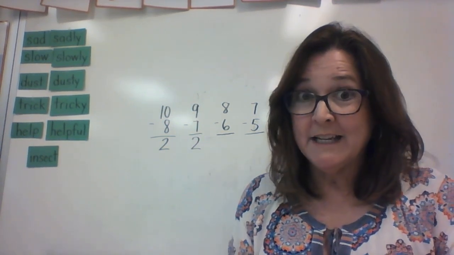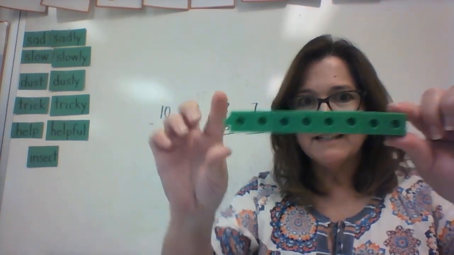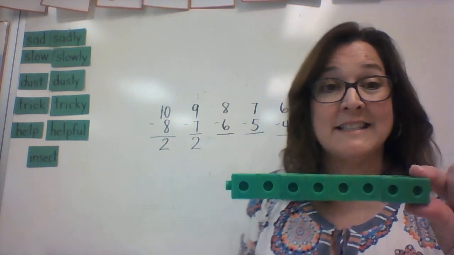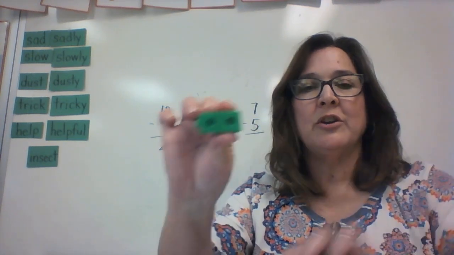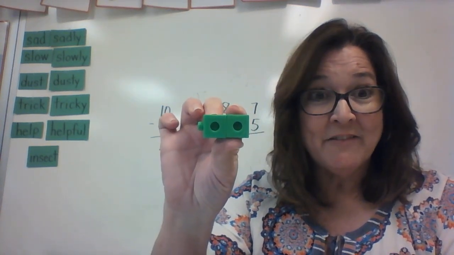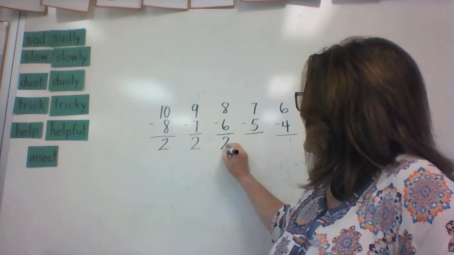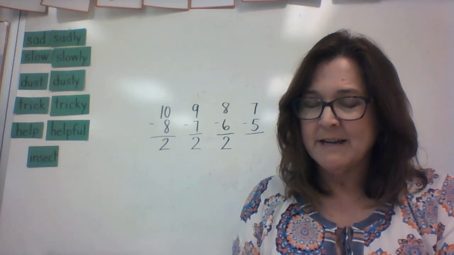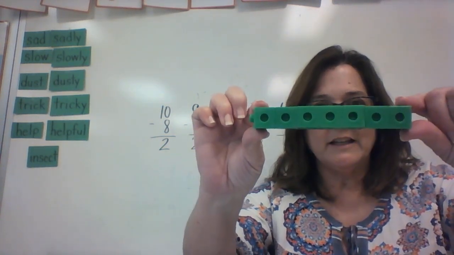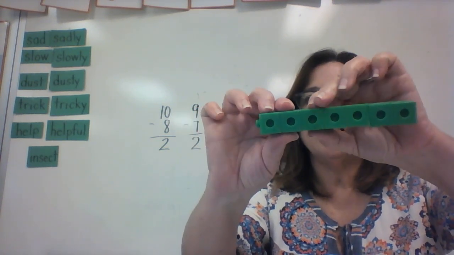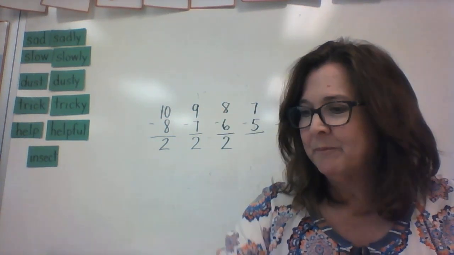You're probably already seeing the pattern, huh? Now I have 8 linking cubes. 8 minus 6. I have to take away 6 linking cubes. How many are left? 2. So the answer, or the difference, is 2. Okay. 7 minus 5. I have 7 linking cubes. I have to take away 5. How many are left? 2.